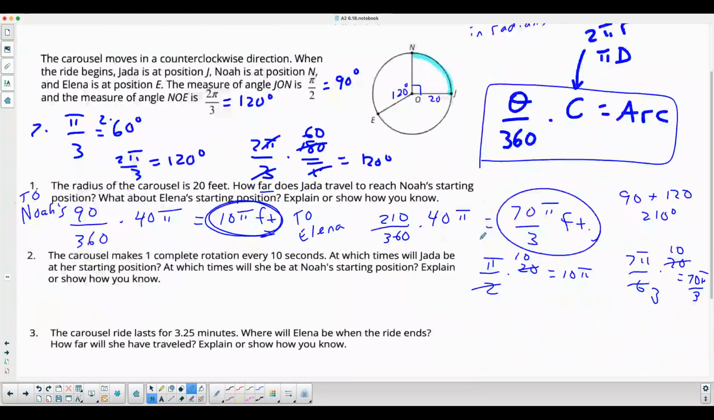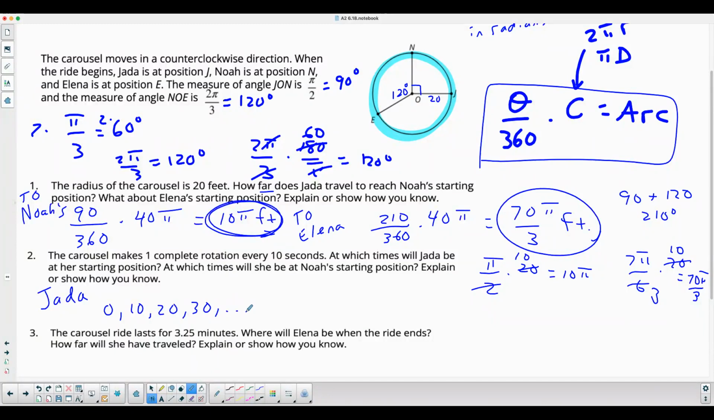All right, question 2. The carousel makes one complete rotation every 10 seconds. At which times will Jada be in her starting position? So if I go back up here to my picture, she starts at 0, full circle, 10 seconds. Another circle, 10 seconds. Another circle, 10 seconds. So very obviously, Jada will start at time 0, and then every 10 seconds she'll be back where she started. It'll look like that.